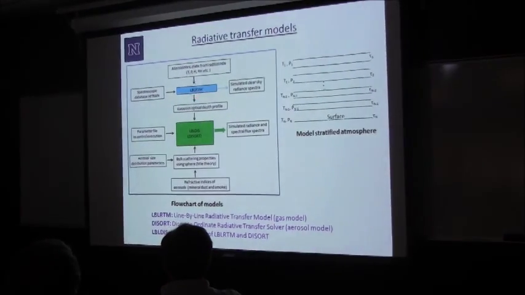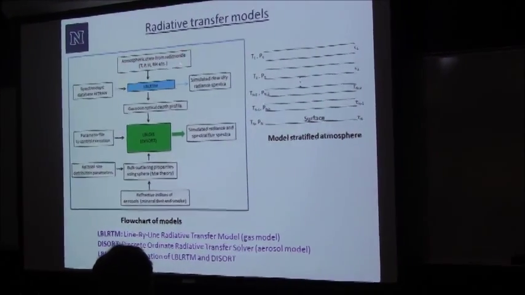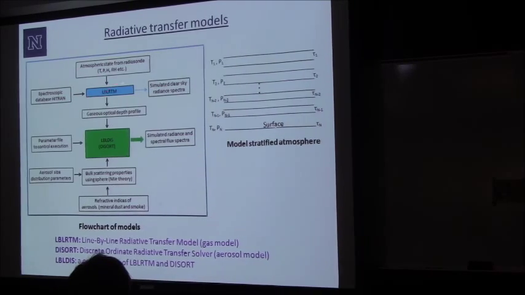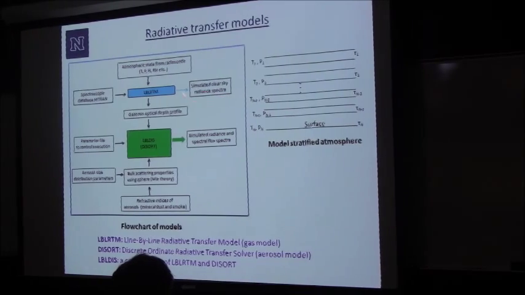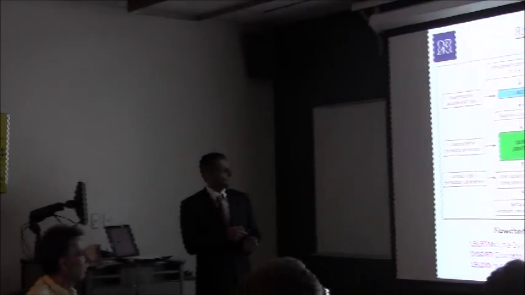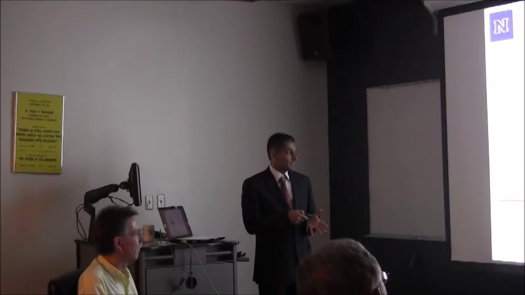And LBLRTM uses the atmospheric state from radiosonde, as I mentioned, and a spectroscopic database such as HITRAN as an input to output simulated clear sky radiance spectra as well as gaseous optical depth profile. And this is used as input for LBLDIS. This requires bulk single scattering properties of the aerosols, which are computed using the Mie theory based on the information on refractive indices of aerosols and aerosol size distribution. The final input required for this model is the parameter file that controls the execution of that model. And finally, it outputs the simulated radiance and spectral flux spectra.